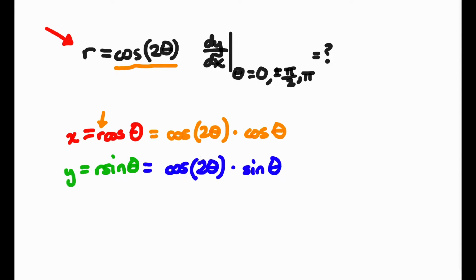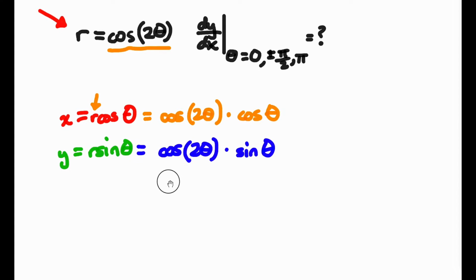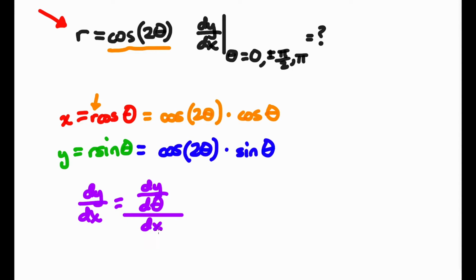Okay, so you defined your x's and your y's here, and the thing you need to know for finding the derivative of a polar equation is dy over dx, which is what we're looking for, is equal to dy over d theta, so the derivative of y with respect to theta, all over the derivative of x with respect to theta. Okay, and the reason why this works is because this d theta and this d theta will cancel out and you'll have dy over dx.